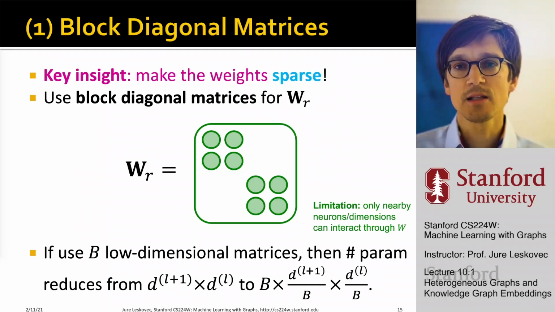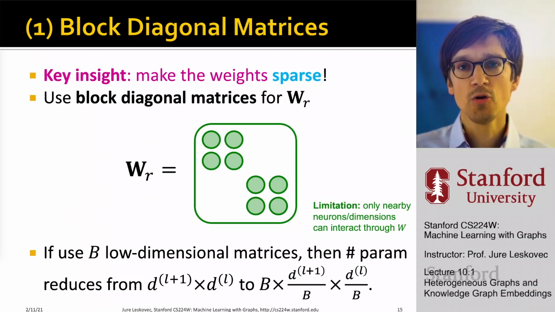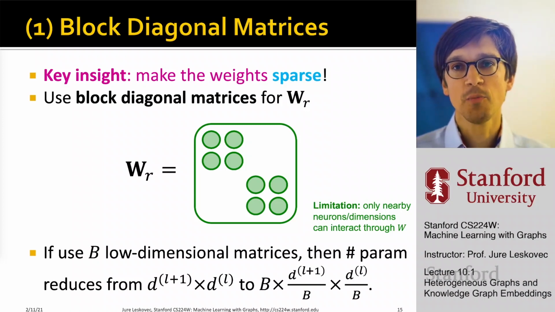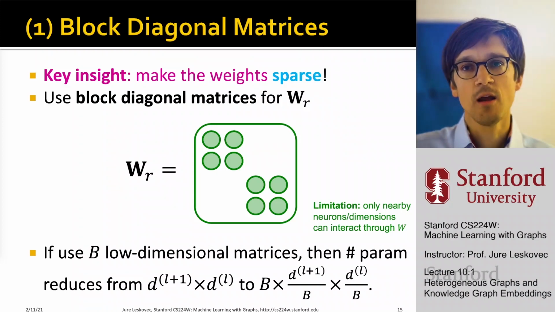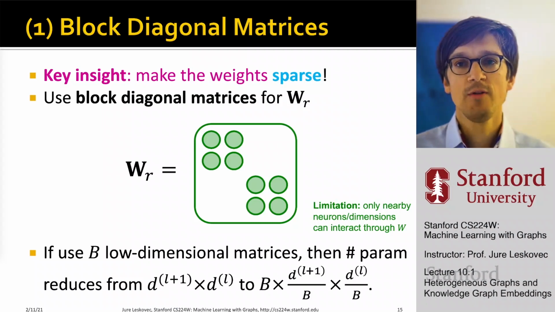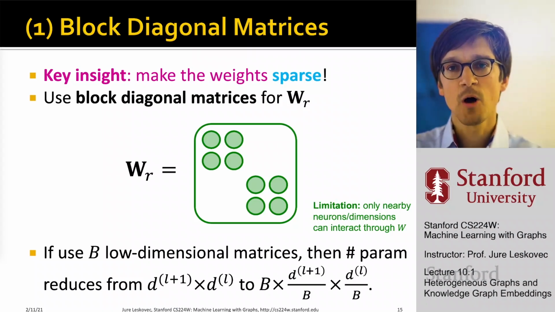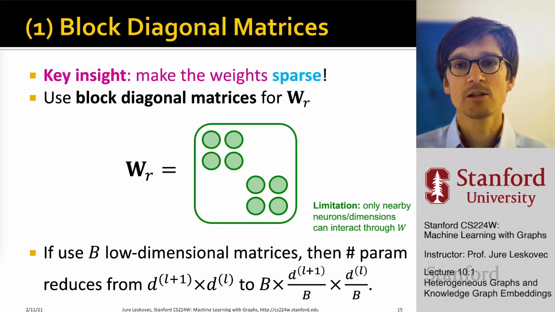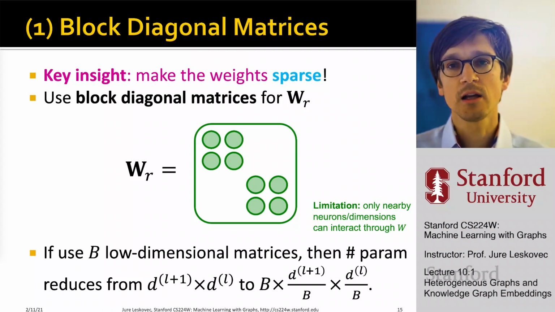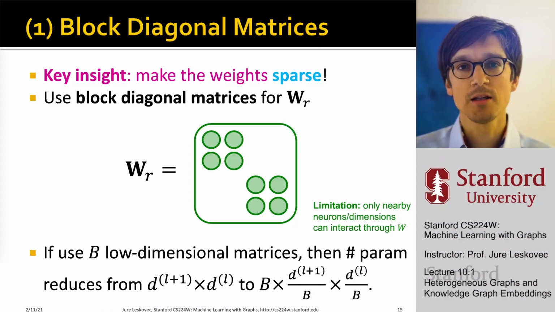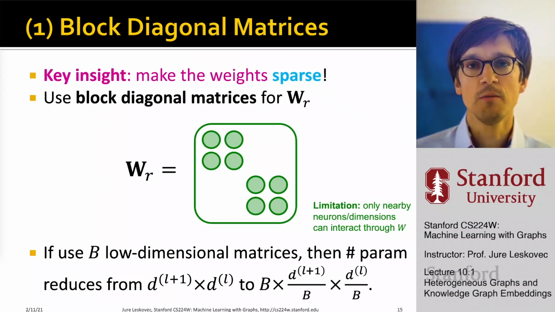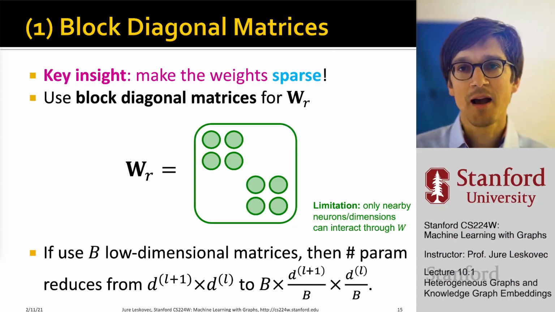So basically what this means is that only nearby neurons, or neurons in the same block, can talk to each other and exchange information with each other. So perhaps your GCN, GNN may need to be a bit deeper, but you have reduced the number of parameters significantly, which will lead to faster training, perhaps a more robust model, less overfitting, and so on. So that's the technique of block diagonal matrices, where you reduce the dimensionality of each W by assuming a block diagonal structure.